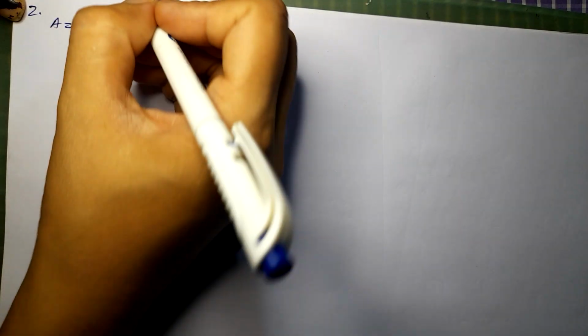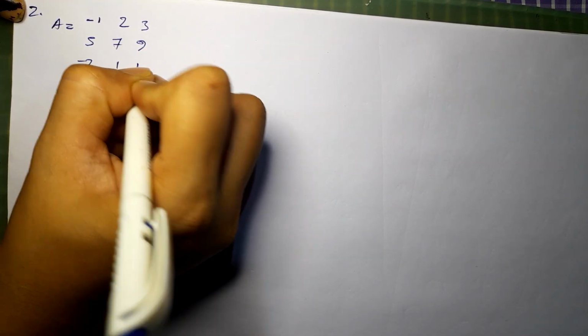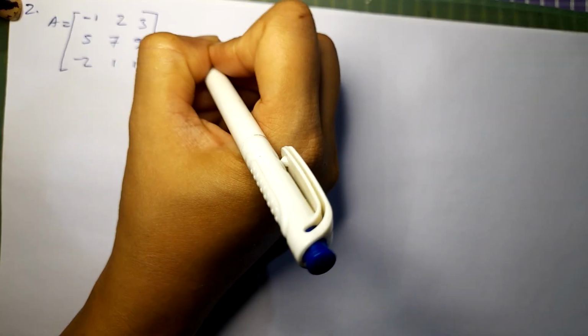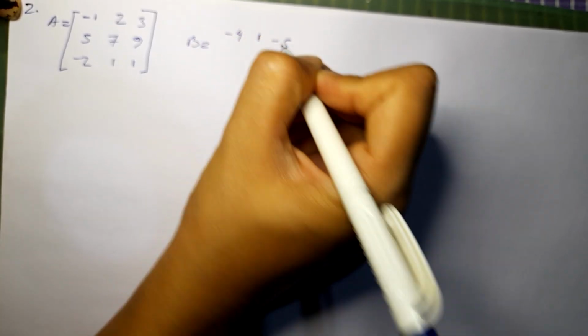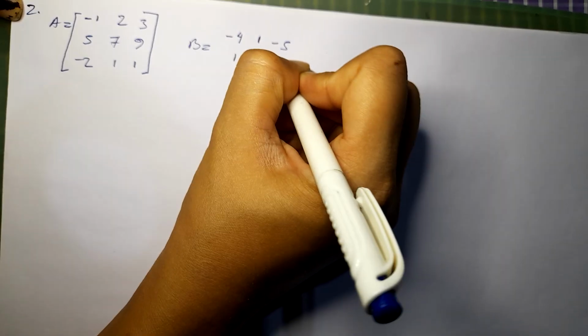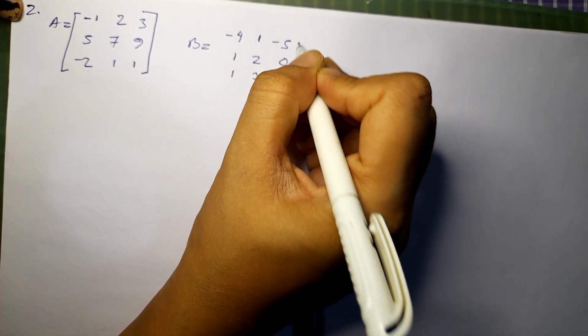Question number 2. Given matrix A is equal to [-1 2 3; 5 7 9; -2 1 1]. This is the A matrix and this is the B matrix: [-4 1 -5; 1 2 0; 1 3 1].